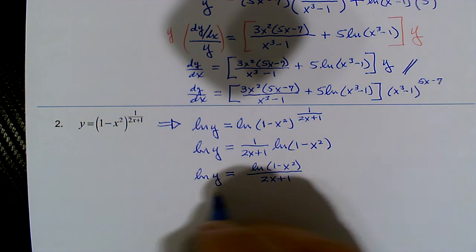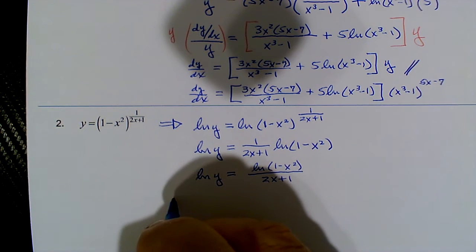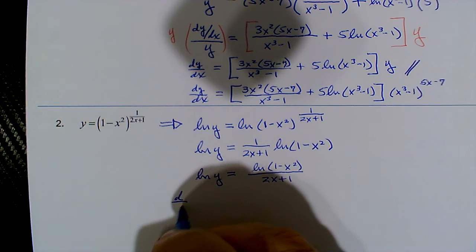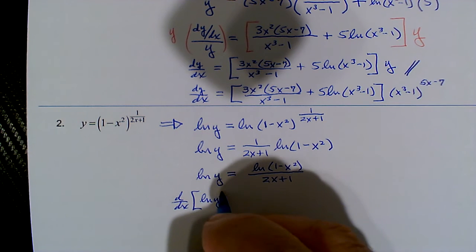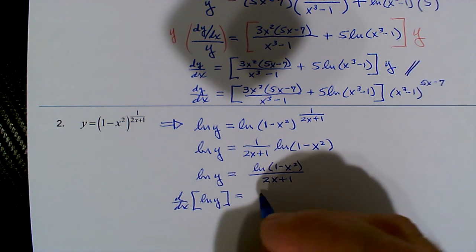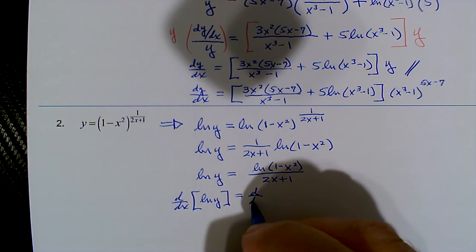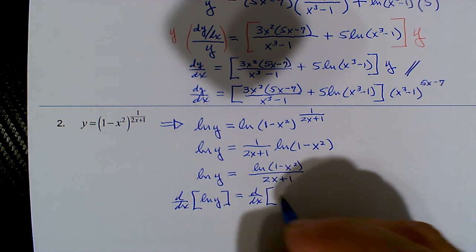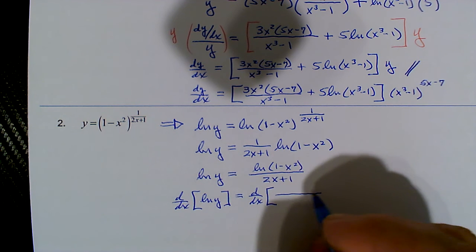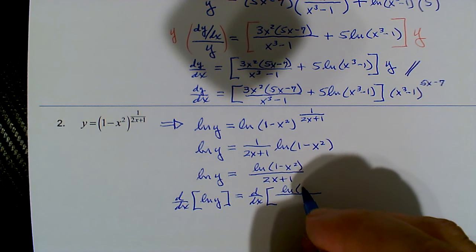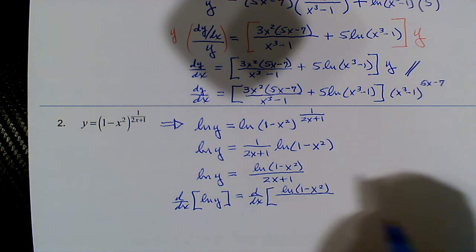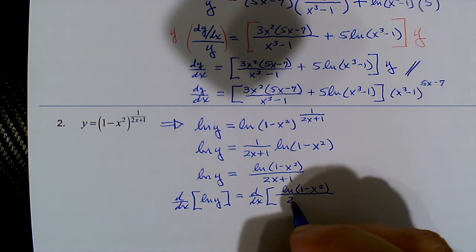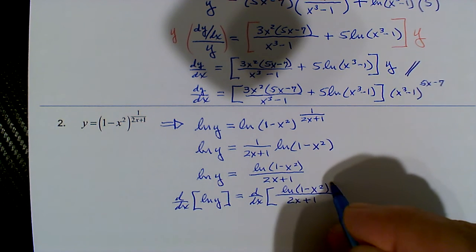And once again, it is implicit differentiation. So I'm going to throw this d/dx symbol in front of each side. This is optional, but it helps to reinforce the fact that at least the left-hand side is implicit. There really is no implicitness on the right-hand side, because it's all in terms of the x variable.